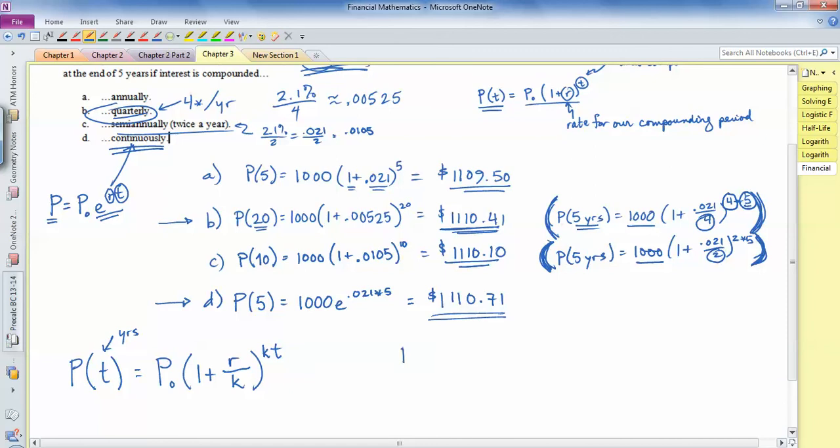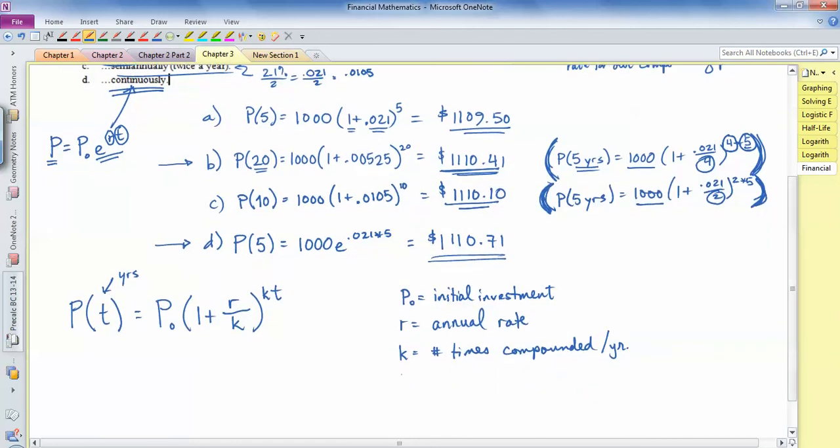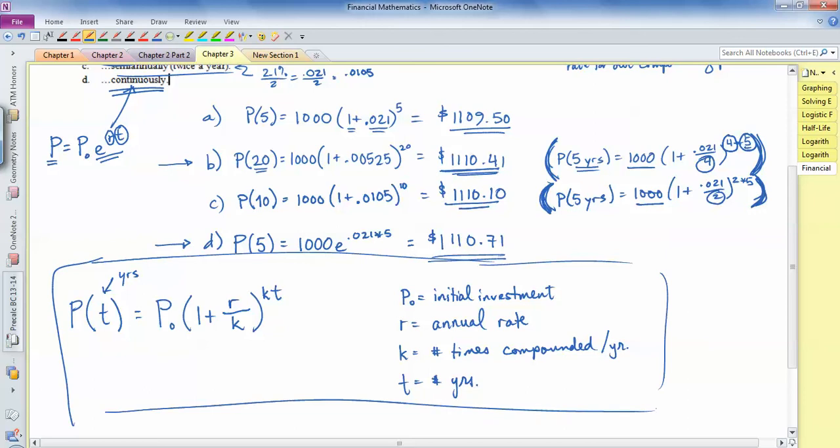So over here on the side, I'll write a little key. P naught is the initial investment. R is the annual interest rate. K is the number of times compounded per year. And T is the number of years that you're compounding for. So you can use this formula for all of these types of financial mathematics problems.